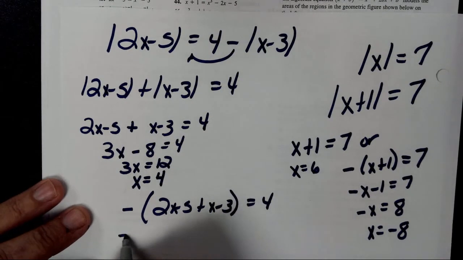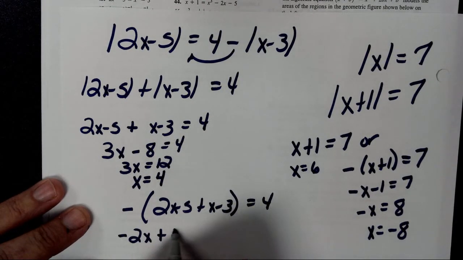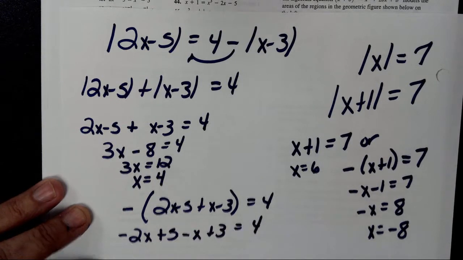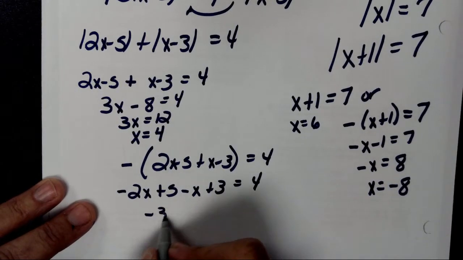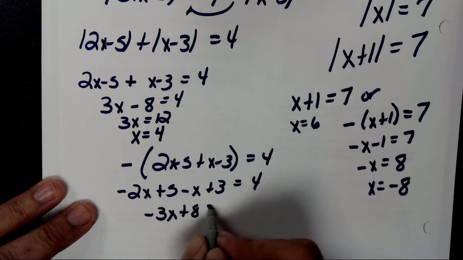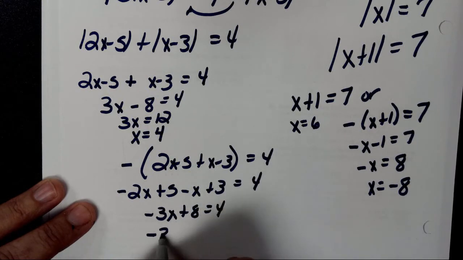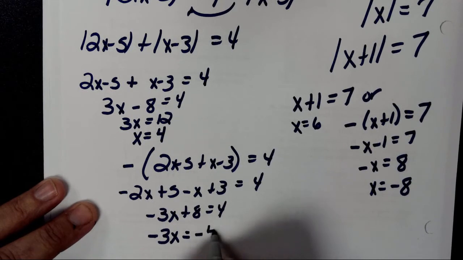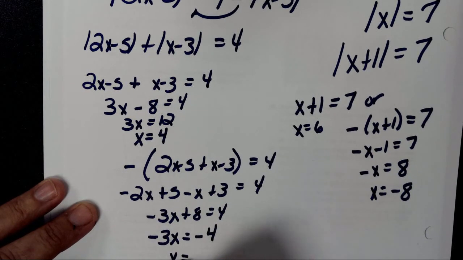Here, if I distribute that negative, negative 2x plus 5 minus x plus 3 would equal 4. A negative 3x plus an 8 would equal 4. A negative 3x, if I move the 8 over, what am I going to get? So x would equal 4/3.